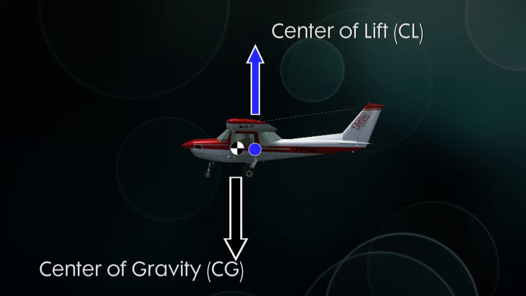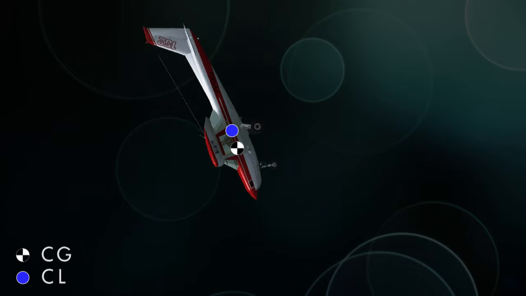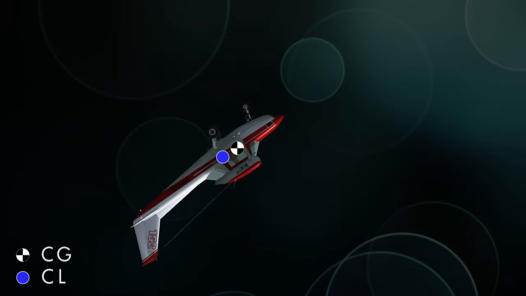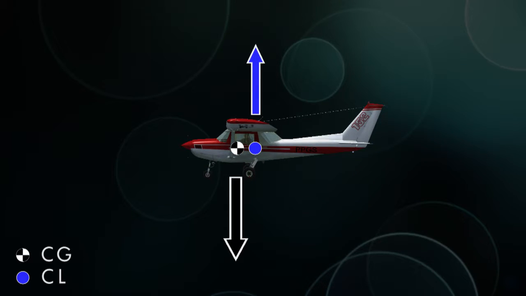Now, if that's all we had, you'd have the front of the airplane going down and the back of the airplane going up. So the airplane would continue in a circle were it not for the horizontal stabilizer. The elevator, which is on the horizontal stabilizer, produces lift downwards, and that helps counteract that forward turning motion that would happen if the horizontal stabilizer wasn't there.